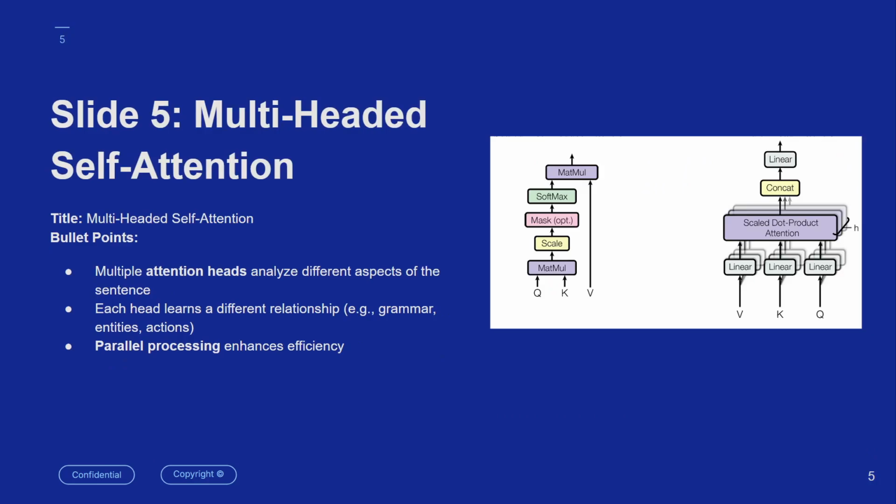Next, we have multi-headed self-attention. To further improve the model's ability to capture context, transformers use multi-headed attention. Instead of using a single attention mechanism, transformers use multiple attention heads, each analyzing a different aspect of the sentence. One head may focus on grammar, another on meaning, and another on the relationship between entities. This parallel approach ensures that different linguistic features are captured efficiently, making the model more robust in understanding and generating text.